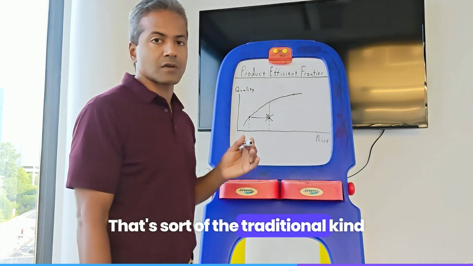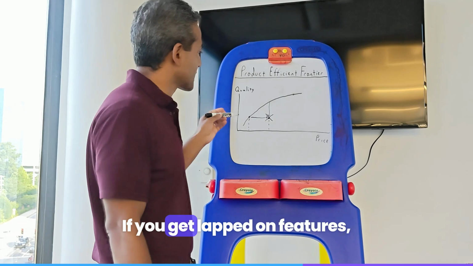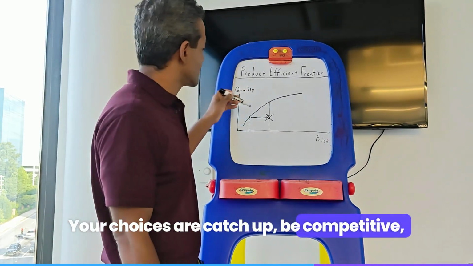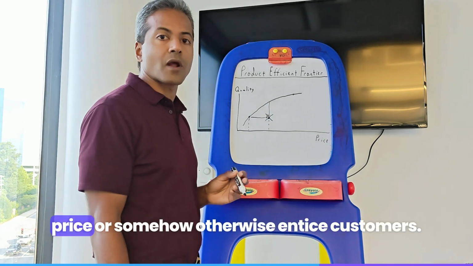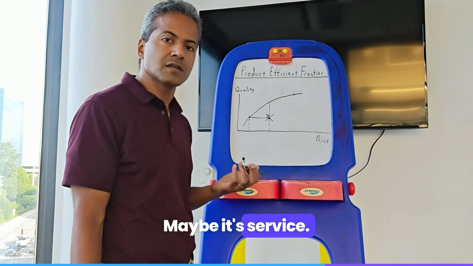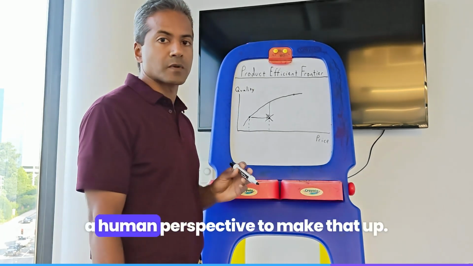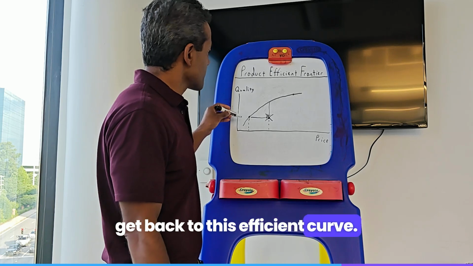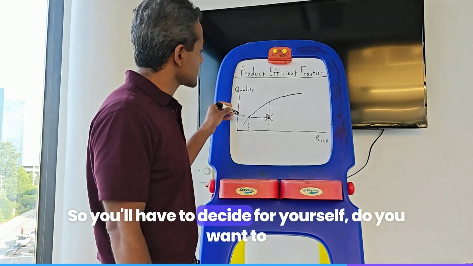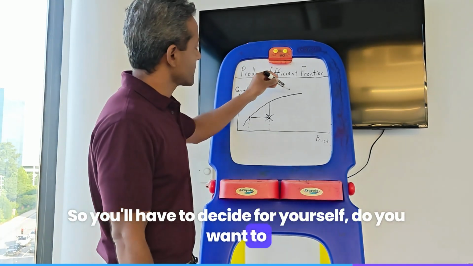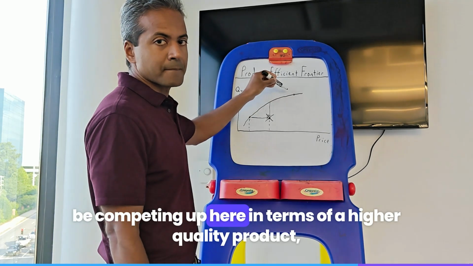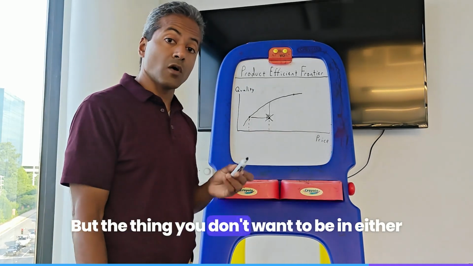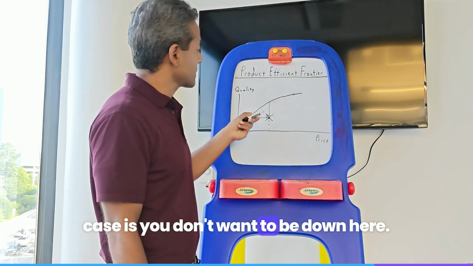That's the traditional economic view of things, and we see this in real life, right? If you get lapped on features, you're going to get left behind. Your choices are catch up and be competitive, or you're going to have to lower your price or somehow otherwise entice customers. Maybe it's service. Of course, you can raise quality from a human perspective to make that up. But either way, you're going to have to get back to this efficient curve, and this is where you want to be. So you'll have to decide for yourself whether you want to be competing up here with a higher quality product and high-end price point, or further down the curve. But the thing you don't want to be in either case is down here.